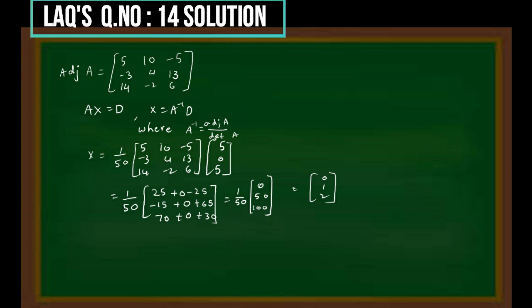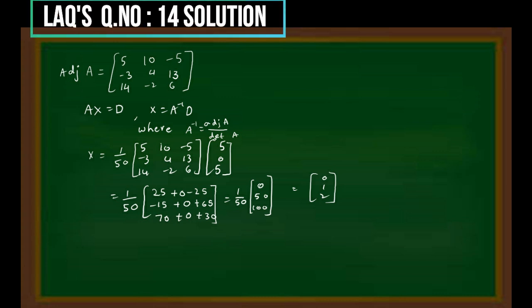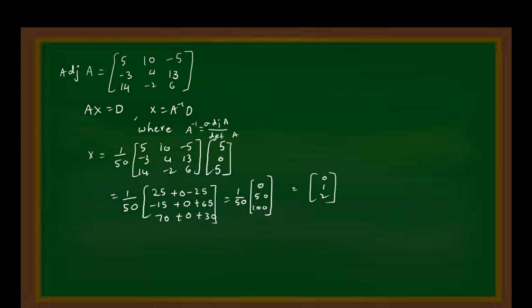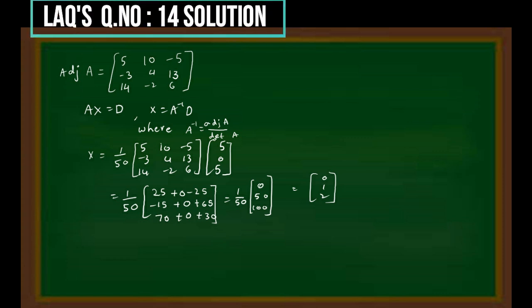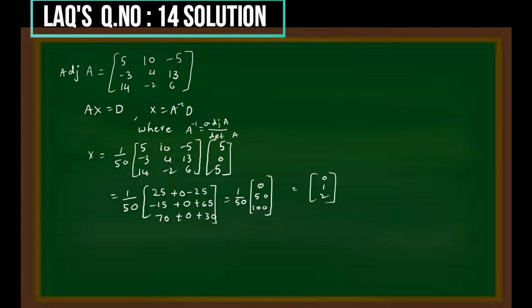Then we get 1/50 times 25 plus 0 minus 25. The second element is minus 15 plus 0 plus 65. The third element is 70 plus 0 plus 30. So 1/50 times [0, 50, 100], which is equal to [0, 1, 2]. Therefore, x = 0, y = 1, and z = 2 is the solution.